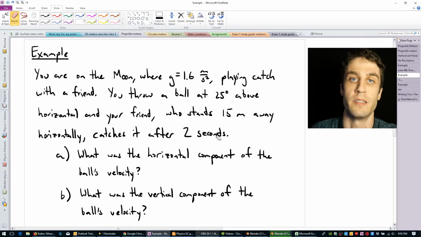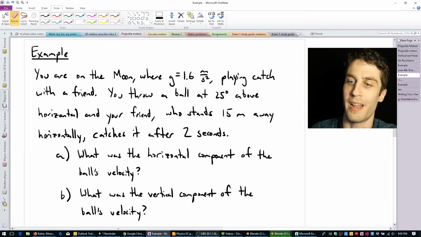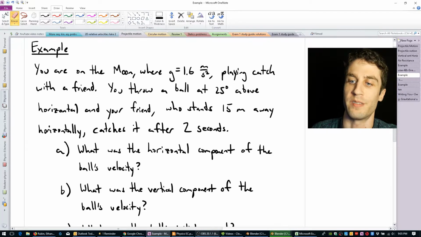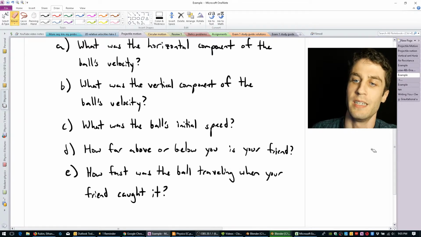You throw a ball at 25 degrees above horizontal, and your friend, who stands 15 meters away horizontally, catches it after 2 seconds. So we're given what looks like very little information, but we'll be able to answer all of these questions. So, part A, what was the horizontal component of the ball's velocity? Part B, what was the vertical component of the ball's velocity? Part C, what was the ball's initial speed? Part D, how far above or below you is your friend? And part E, how fast was the ball traveling when your friend caught it?